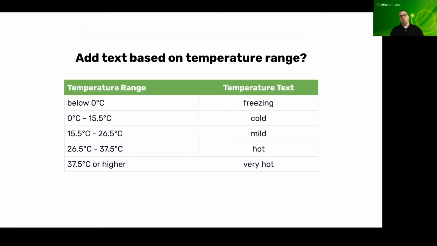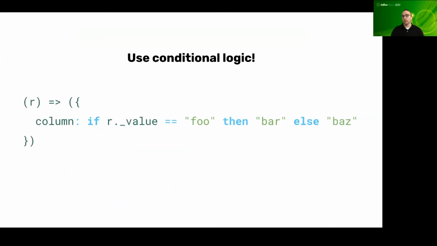So what if I wanted to convert temperatures to text based on a range? For example, any temperature below 0 degrees Celsius, I want to add freezing to, which is a simple human readable text temperature. 0 to 15.5 is cold, 15.5 to 26.5 is mild, etc. This is where you can actually use conditional logic when mapping key value pairs inside of a map function, the if function inside of a map transformation.